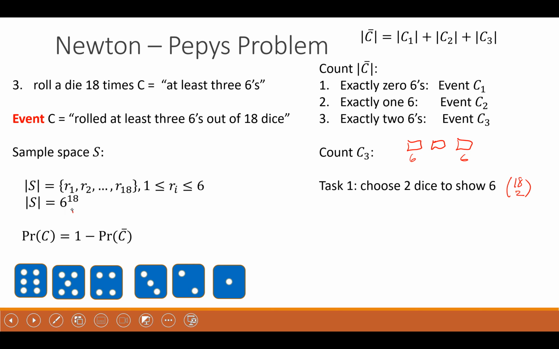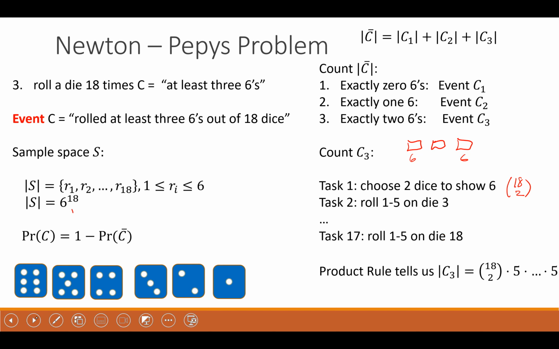And then I have 16 dice that don't have a value. They can all have a value from 1 through 5. So I'm going to choose the value for each of those 16 dice.